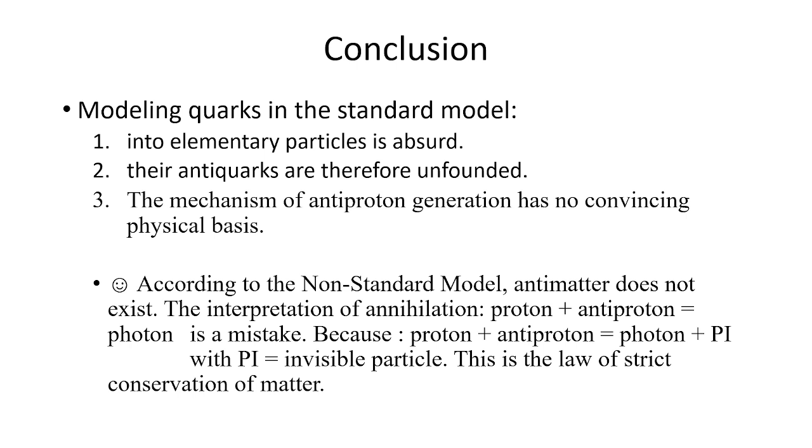According to the non-standard model, antimatter does not exist. The interpretation of annihilation, proton plus AntiProton give photon, is a mistake, because proton plus AntiProton give photon plus pi, with pi equal to invisible particle. This is the law of strict conservation of matter.